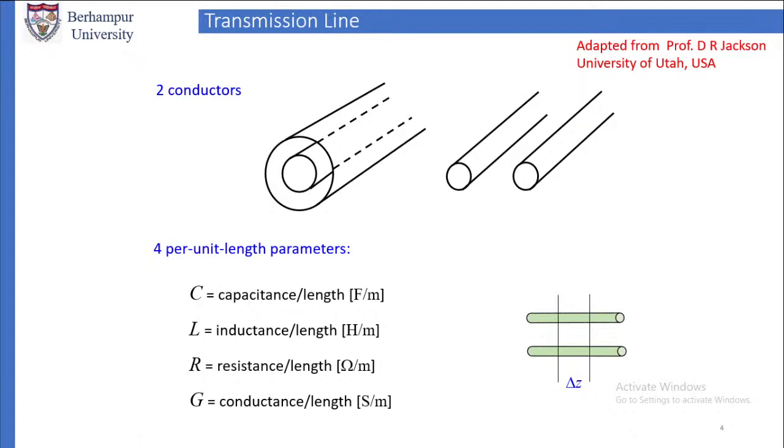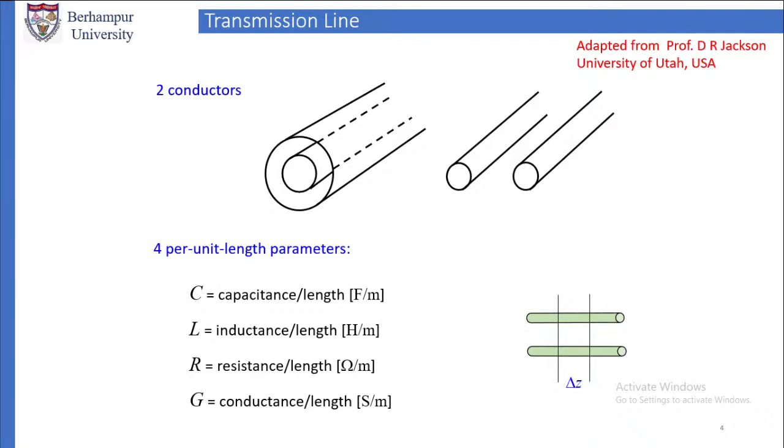So as I told you, the transmission line has two wires. Two wires means two conductors. It has two conductors, so it is a two conductor device. There can be different forms of having a transmission line. We are concerned with the two parallel wire transmission line, which is on the top right hand side. If you look at the top right hand side, there are two parallel wires.